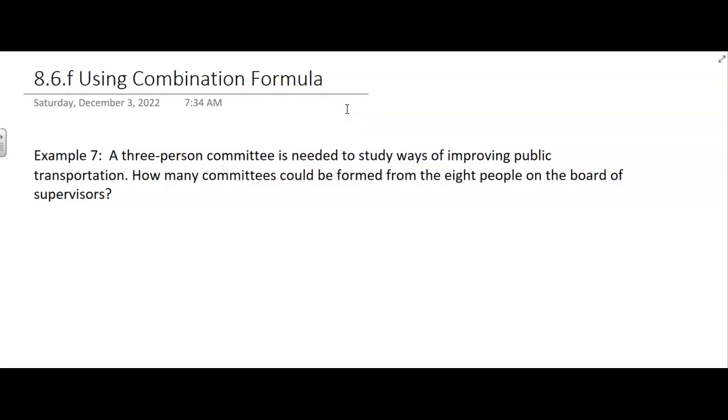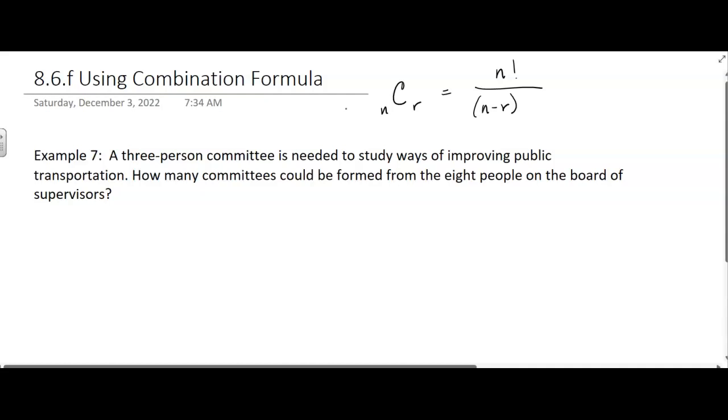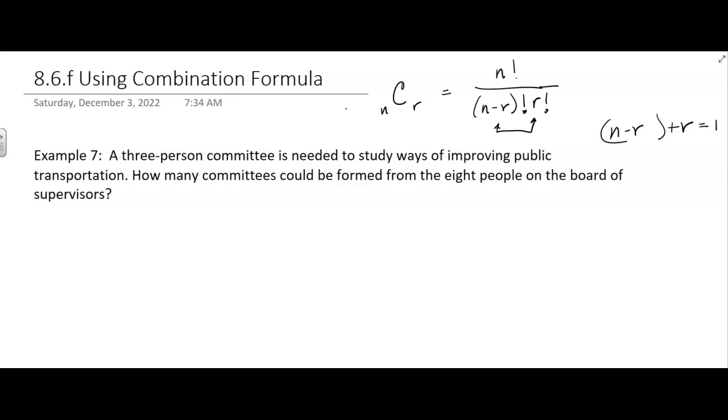Okay, so now we're going to use that combination formula. When we have a combination of n things taken r at a time, it's n factorial over n minus r factorial. So similar to the permutation formula, but then you're still dividing by another r factorial, okay? Now, one thing that I always remember is that those two numbers are going to add up to be n. Think about it. N minus r plus r is just going to equal n, right? Okay, that always helps me when I do these problems.